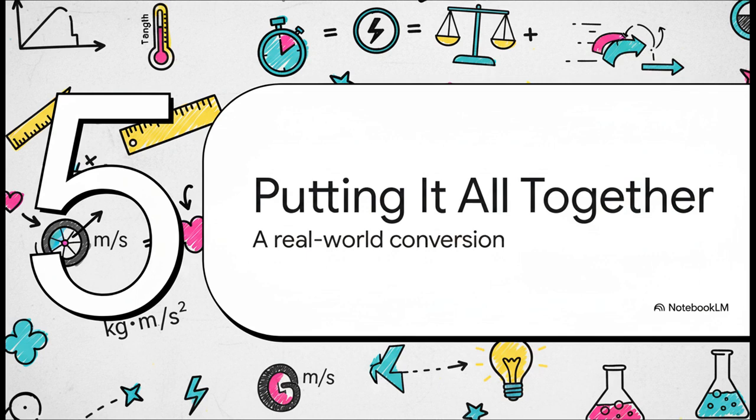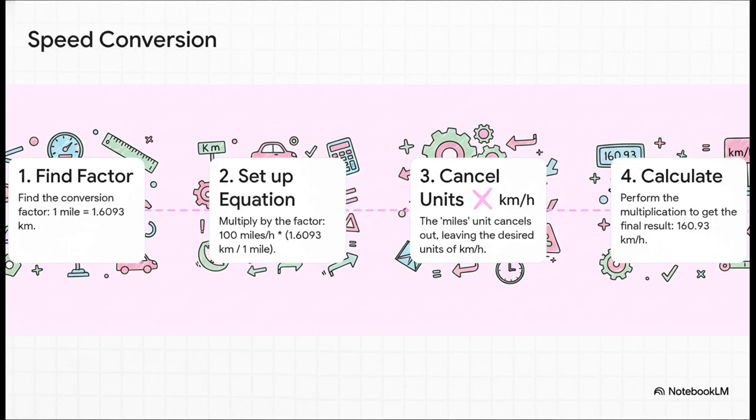Okay, we've got our base units, we know how to derive new ones, and we have our toolkit for handling different systems and sizes. Time to put it all together and solve a real-world problem. Let's say you're driving at 100 miles per hour, and you need to know what that is in kilometers per hour. First step, you need the conversion factor. You look it up. 1 mile is about 1.6093 kilometers. Simple enough. Step 2, you set up your math. You take your 100 miles per hour and you multiply it by a clever fraction, 1.6093 kilometers over 1 mile.